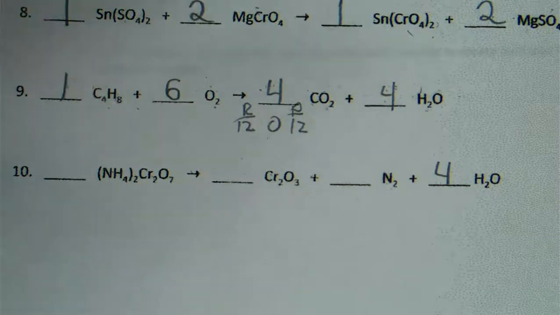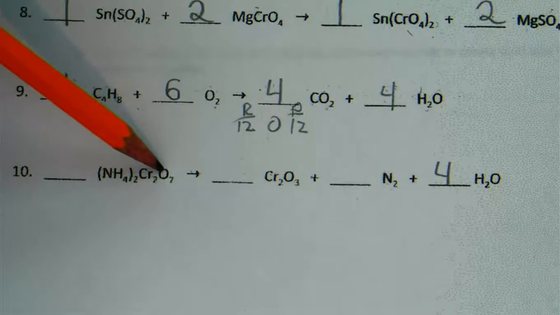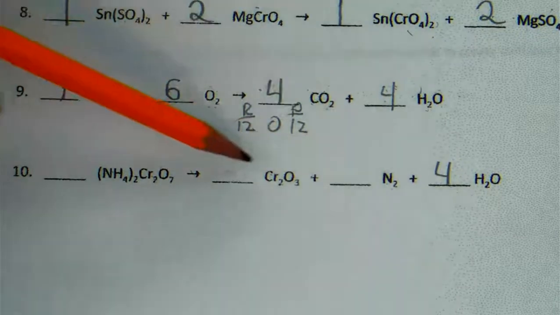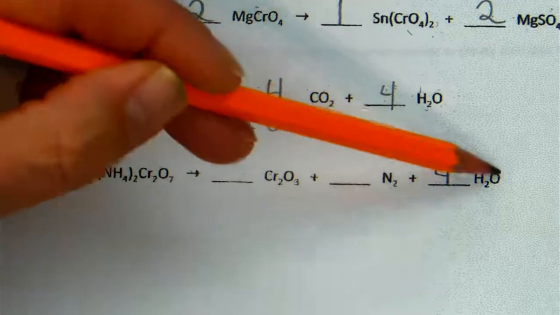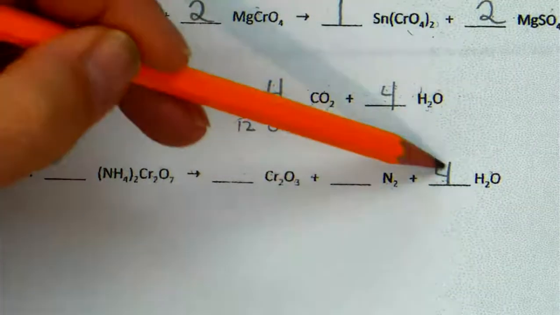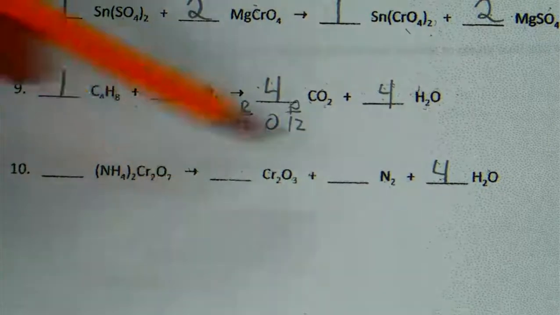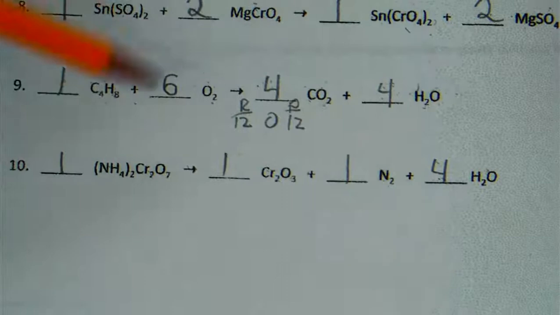Now the dreaded oxygens. On the left, I have 7 oxygens. On the right, I have 3 oxygens plus 4 oxygens. Fortunately for me, 3 plus 4 is equal to 7. And so this is, I claim, a balanced chemical reaction. Let's do a final check.